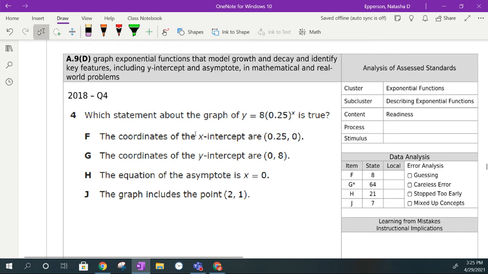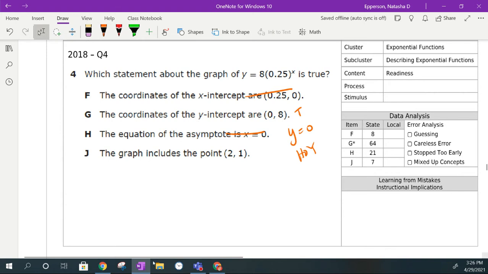All right, which statement can be true? The y-intercept is 0, 8. That's true. The x-intercept, we can't really say if the x-intercept is when x is equal to 0. So the x-intercept would be when y is equal to 0, we actually technically aren't able to solve that at this point in time. I mean, yes, we could graph it. The asymptote is x is equal to 0. That is wrong. It should be y is equal to 0 because it is a horizontal line. The graph includes the point 2, 1.